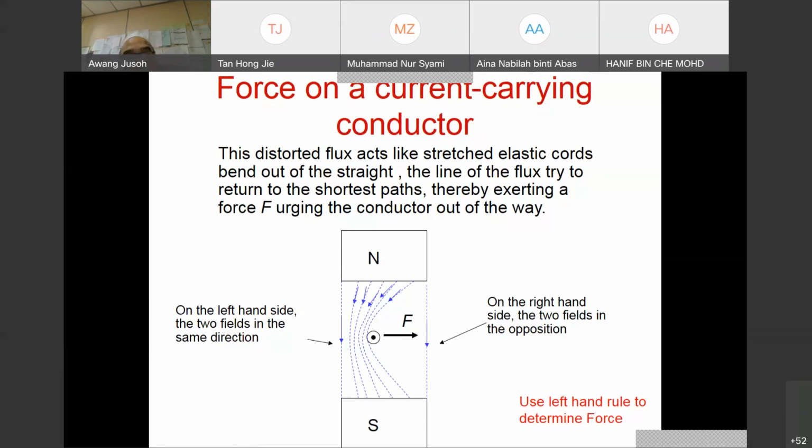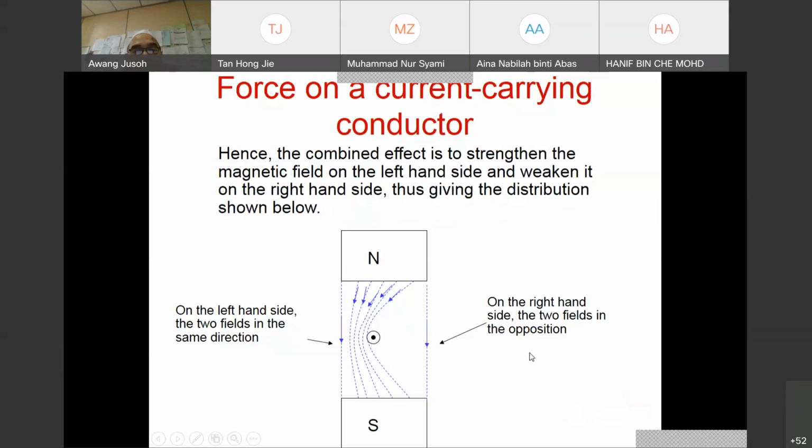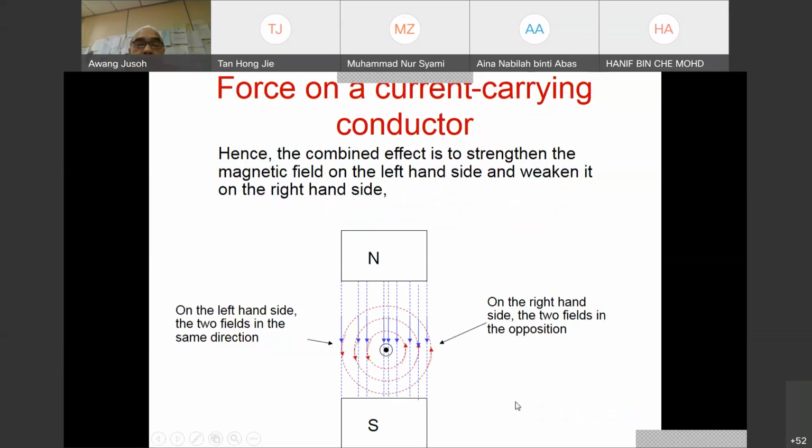You can see here the flux lines. Based on the flux lines we can make the assumption that because this flux is very strong, it forces the conductor to move to the right side. That's one way. The second way, go back here, is to use the left hand rule. There are two hands, right? Left hand is used for the motor, which means you want to know the direction of motion of the motor. Right hand is used for the generator, when you want to know the voltage induced in the generator. So use the right hand rule for that.